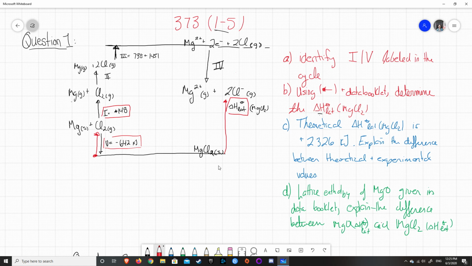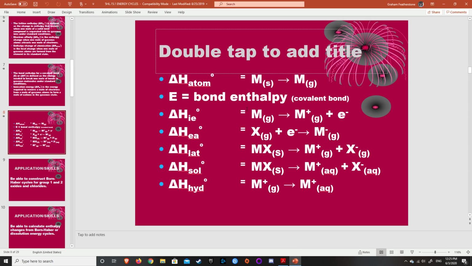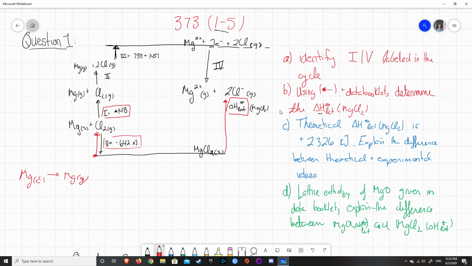So number 1, chlorine is staying as chlorine, both in gas phase, so nothing with chlorine. The only thing that's happened is magnesium is going from the solid phase to magnesium in the gas phase. If we were to look back at our books or at our notes, we've got delta H of atomization right here, something going from a solid phase to the gas phase. So that's exactly what's going on. So number 1 is our delta H of atomization.